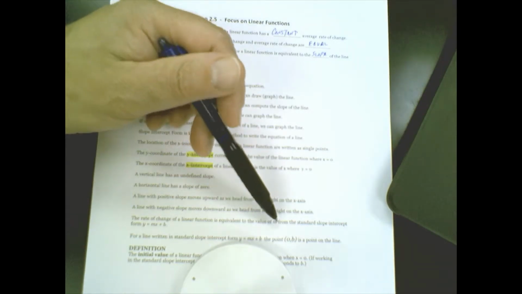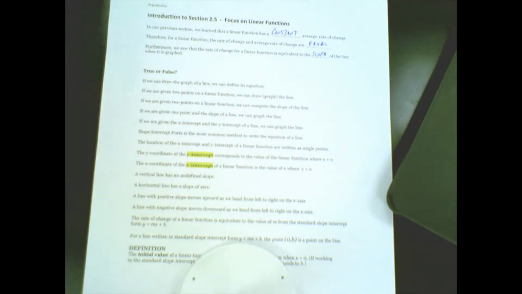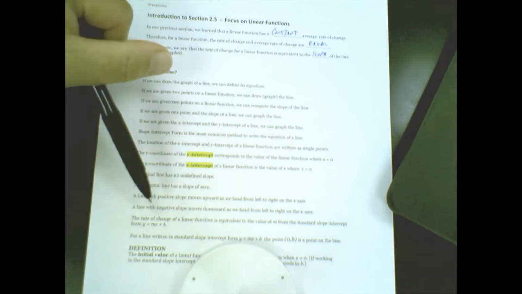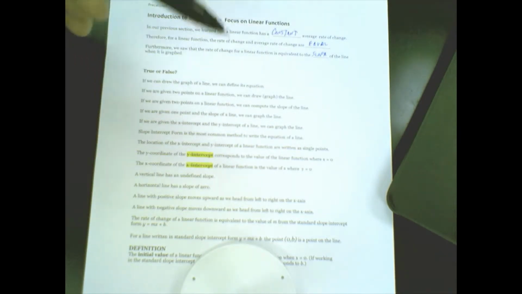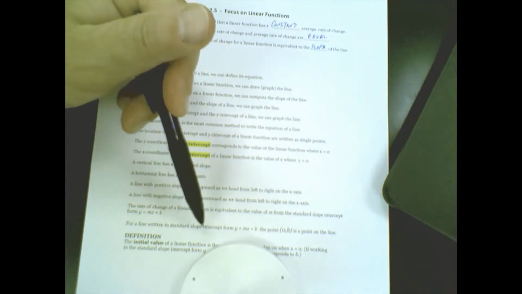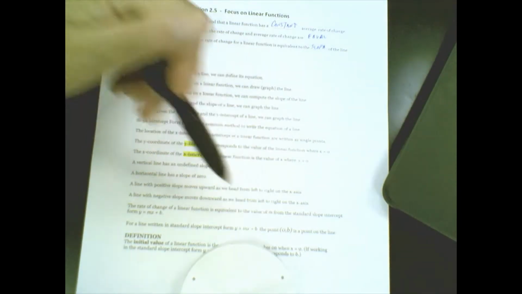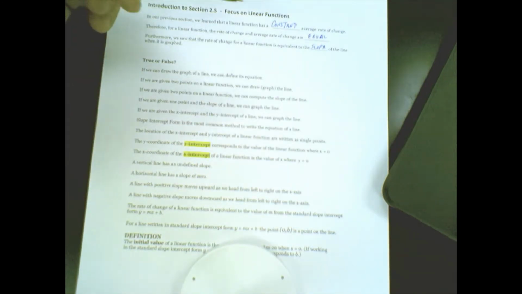The rate of change of a linear function is equivalent to the value of m from the standard slope-intercept form, y equals mx plus b. Absolutely, we said that up here. Rate of change in a linear function is always equal to the slope of that line that you can graph for that function. For a line written in slope-intercept form, y equals mx plus b, the point (0, b) is a point on the line. Absolutely. By the way, that happens to be the location of the y-intercept.